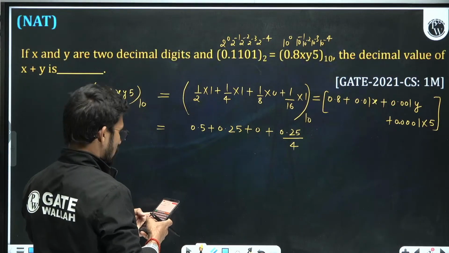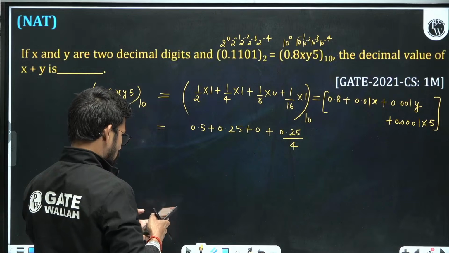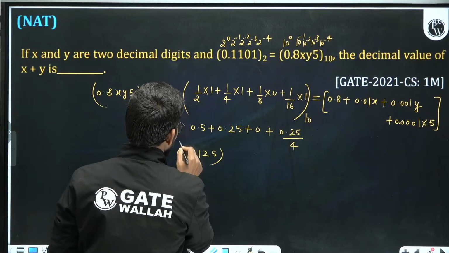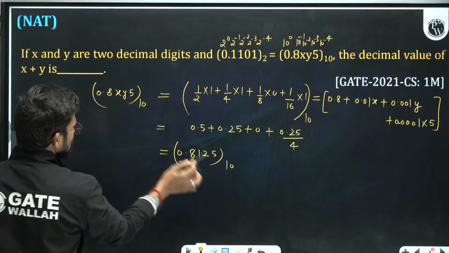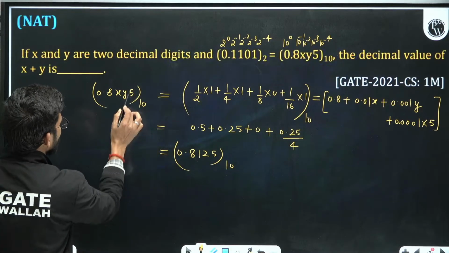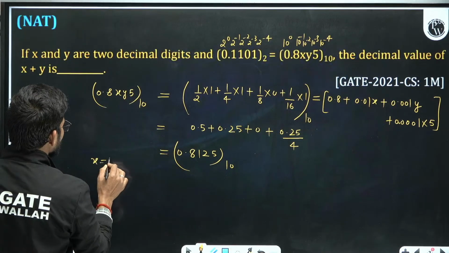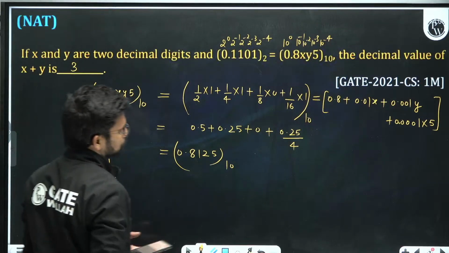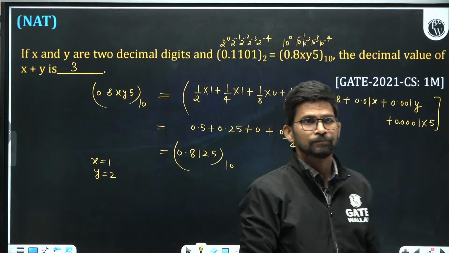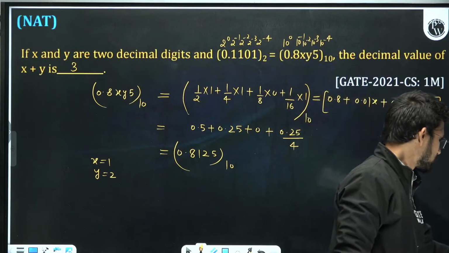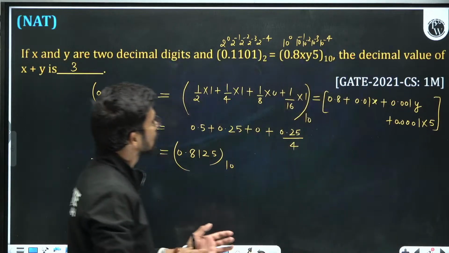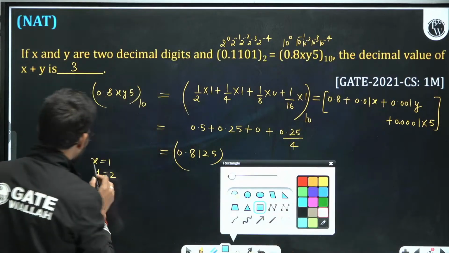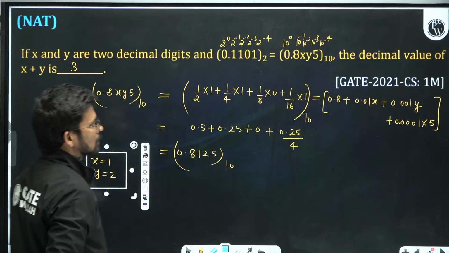decimal format. So 0.25 divided by 4 comes out to be 0.8125 in decimal, and these two numbers are equal. 8 is equal to 8, 5 is equal to 5, so x is equal to 1, y is equal to 2. The value of x is 1, y is 2, so x plus y is 3.